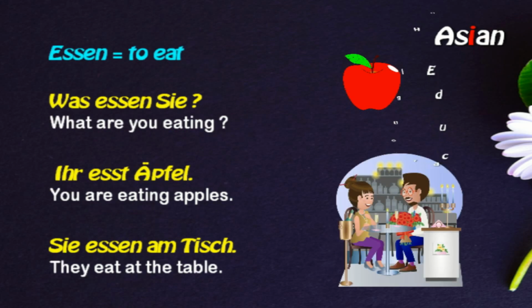In plural or ihr, there is no change. Was essen Sie? What are you eating? Ihr esst Apfel. You are eating apples. Sie essen am Tisch. They eat at the table or they are eating at the table.